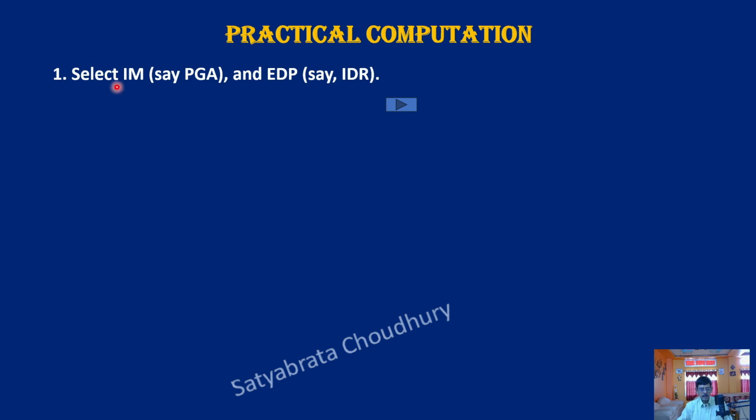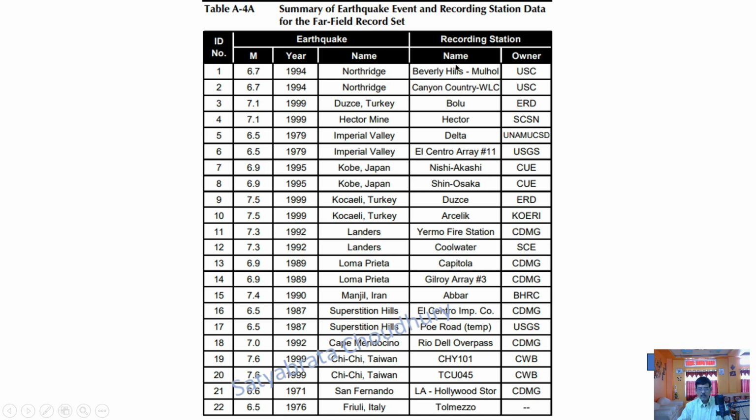So a practical computation can be: select the intensity measure PGA, EDP, say IDR, select earthquakes as per FEMA P695. Let us see here. FEMA P695 has given tables for summary of earthquake event and recording station data for far field record set. Similarly, another table is there for near field record set. Each set consists of 22 ground motions. So these are already set, like Northridge up to Friuli, Italy, and Loma Prieta, Kobe, etc. in between. And Imperial Valley also is there.